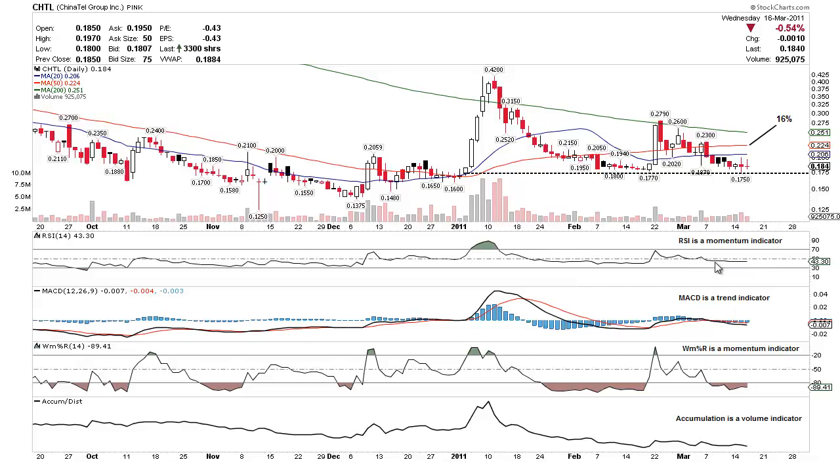Obviously RSI is just below the center line, trading sideways with the price action. Momentum from the trend indicator, MACD, sideways as well. And you've got the accumulation distribution moving sideways, a little bit of distribution here, more so than accumulation, obviously, by the downtrending chart. But what I like here is every time the Williams percent R touches down into oversold, this red pattern, sometime thereafter the stock sees a nice jump, definitely a 10% opportunity each time that happens.